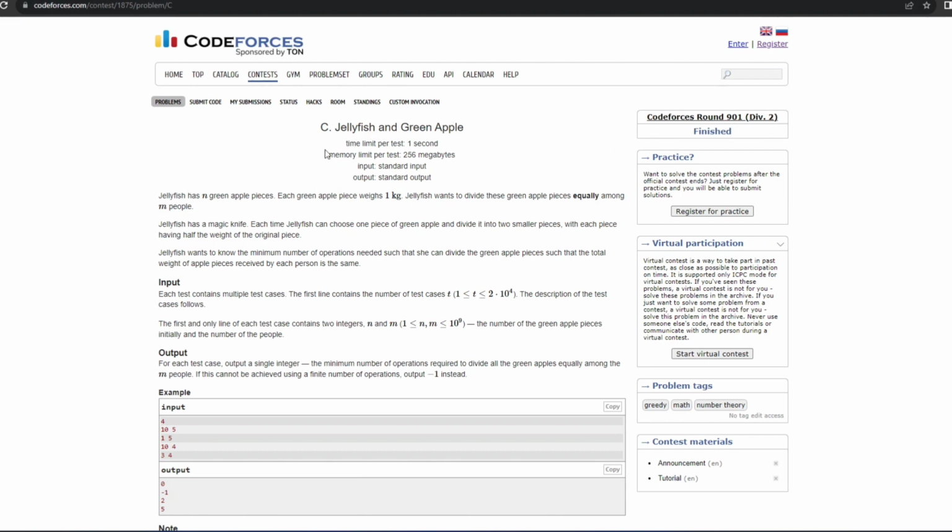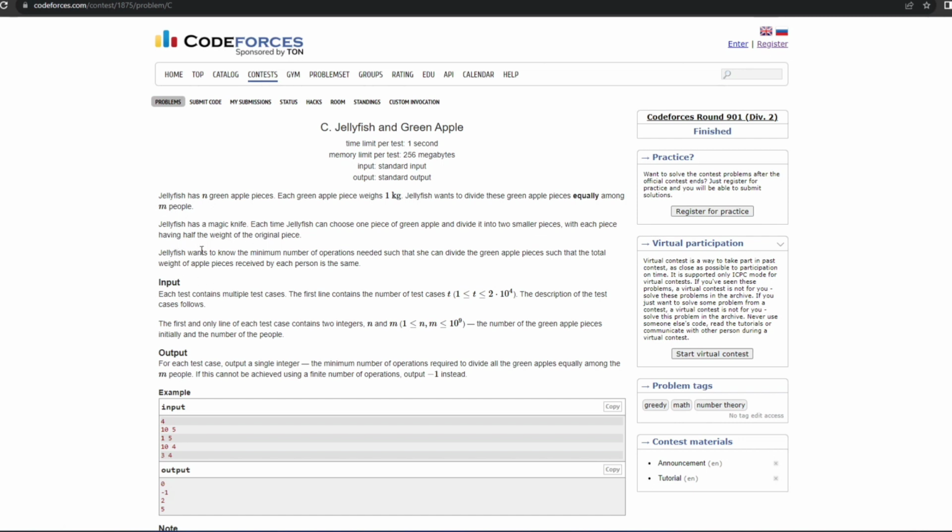Okay, let's understand what exactly the question is saying to us. The question says that Jellyfish has n green apple pieces and each green apple piece weighs 1 kg. She wants to divide these green apple pieces equally among m people. Jellyfish has a magic knife. Each time, Jellyfish can choose one piece of green apple and divide it into smaller pieces, with each piece having half the weight of the original piece.